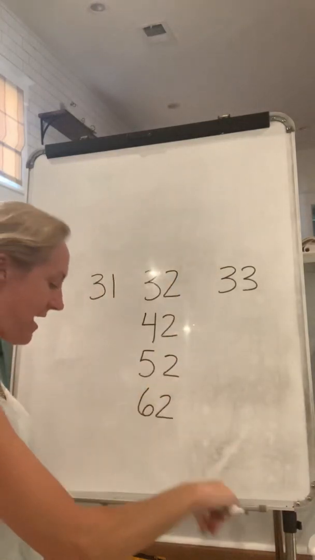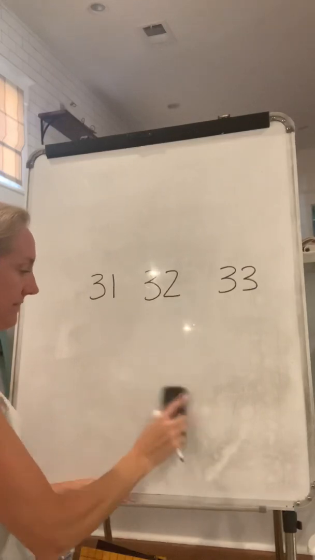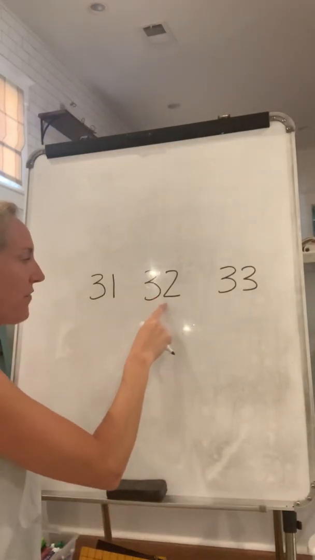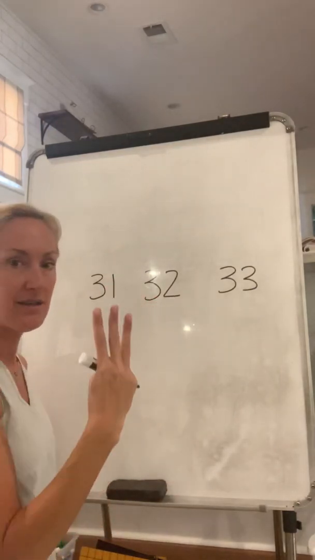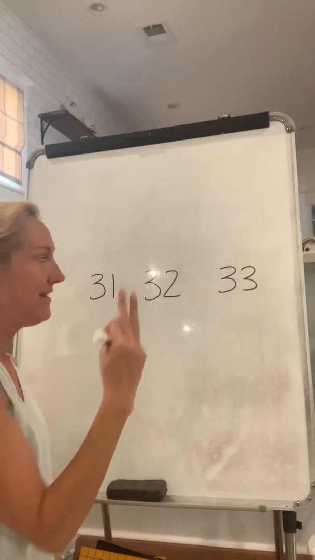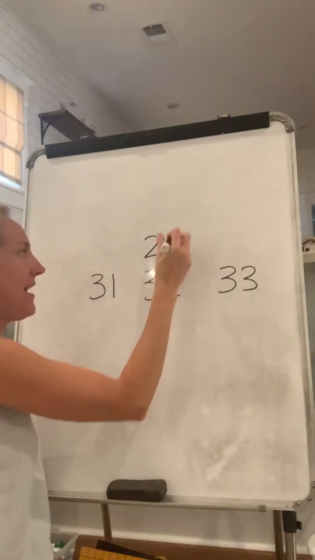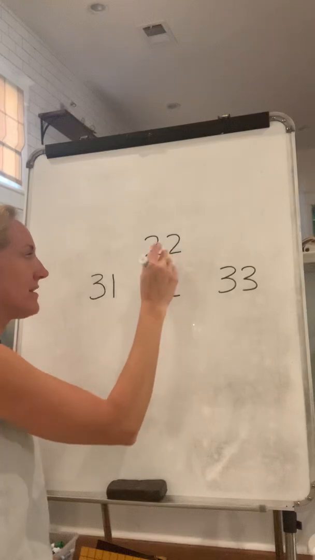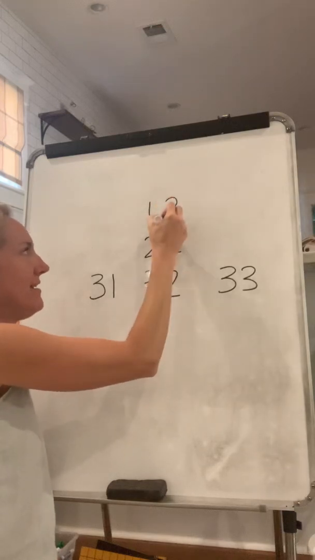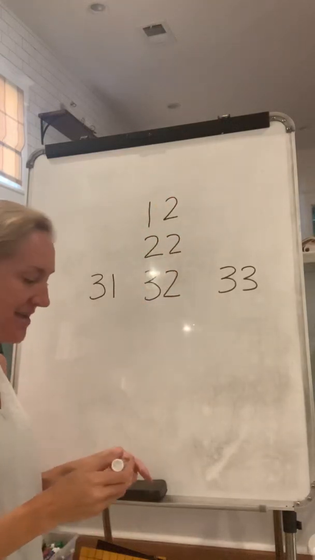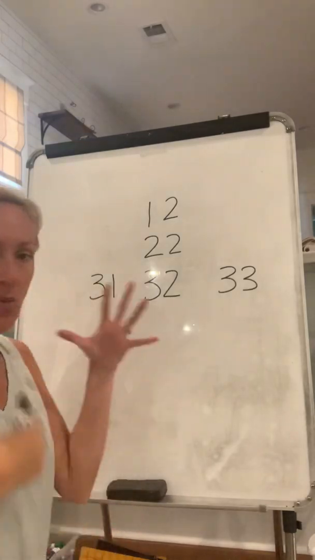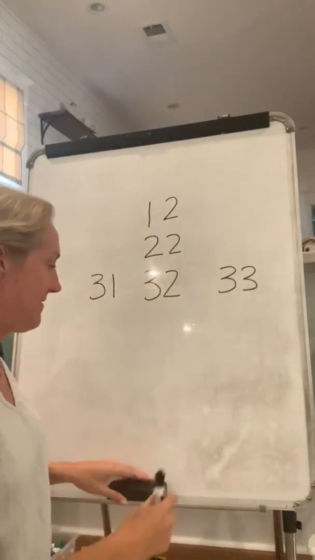Let's take away tens. Okay, we have 32, 3 tens. Take a 10 away. Now we have 2 tens and 2 ones. We didn't change the ones. 1 ten and 2 ones. Okay, so that's what we were working on yesterday. So I want you to keep practicing that.